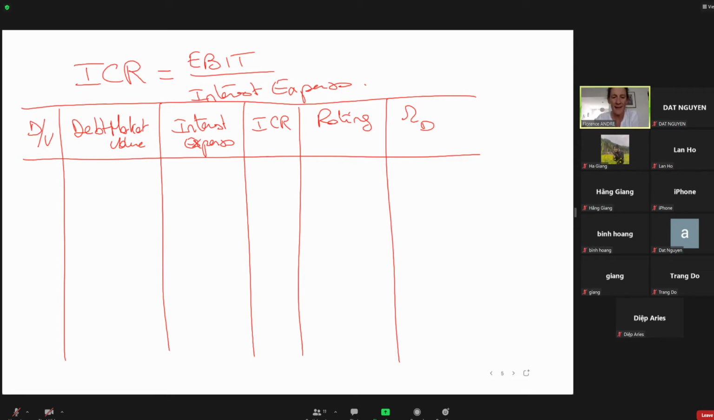The problem is that to calculate the ICR, we need the interest expenses. And to have the interest expenses, we need to have RD, or we use the ICR to obtain RD. So we have a circular problem, because the solution is to use the ICR to find RD, but to calculate the ICR, we need RD. So I will show you how we can resolve this problem.